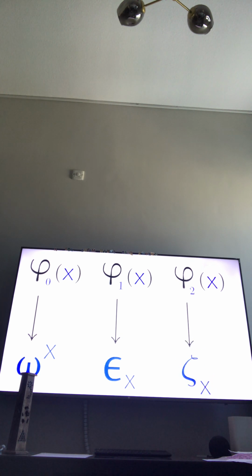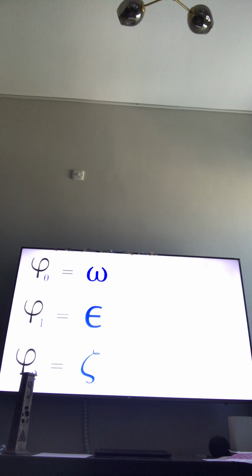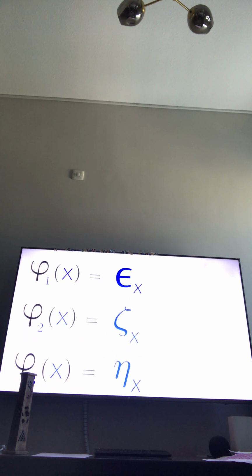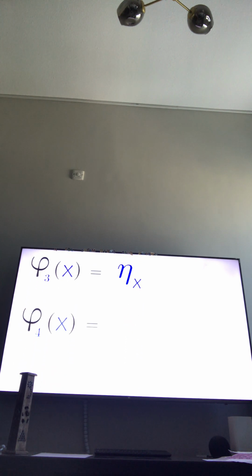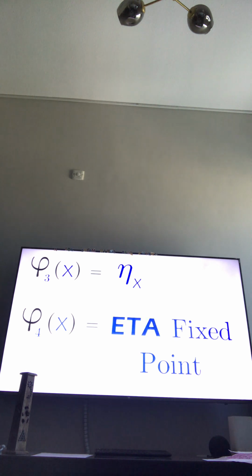To recap all of this, phi 0 is equal to omega. Phi 1 is equal to epsilon. Phi 2 is equal to zeta. And don't forget their index. Phi 3 is equal to eta. Phi 4, that's an infinite nesting of etas. This is also called the eta fixed point.